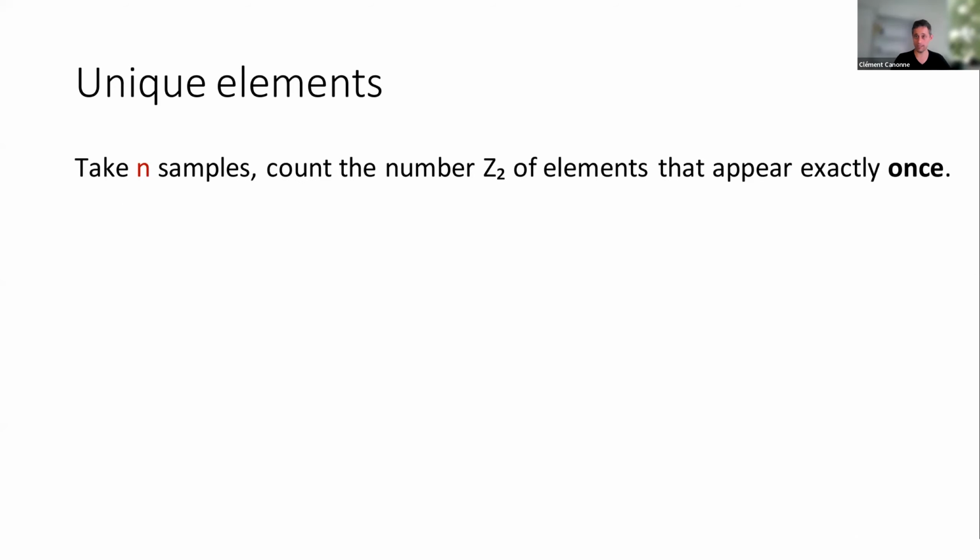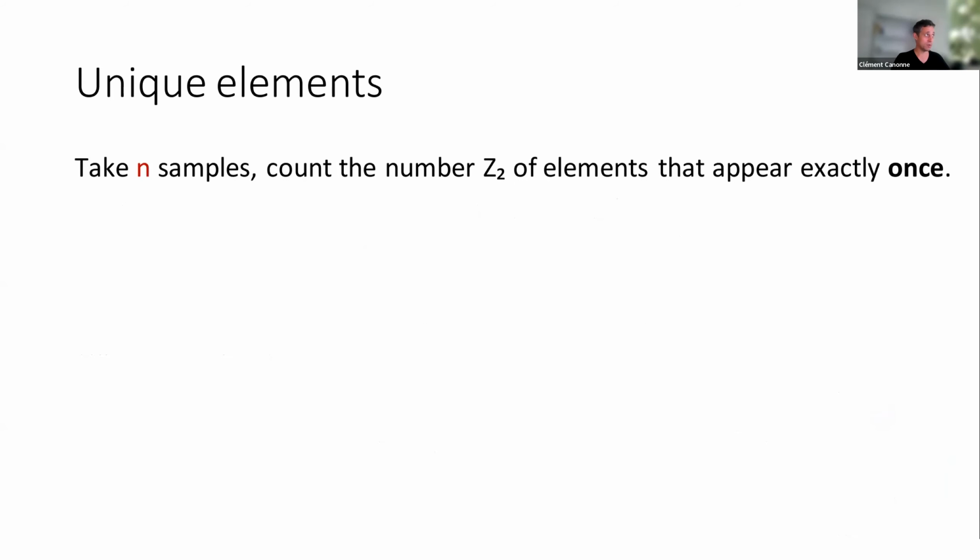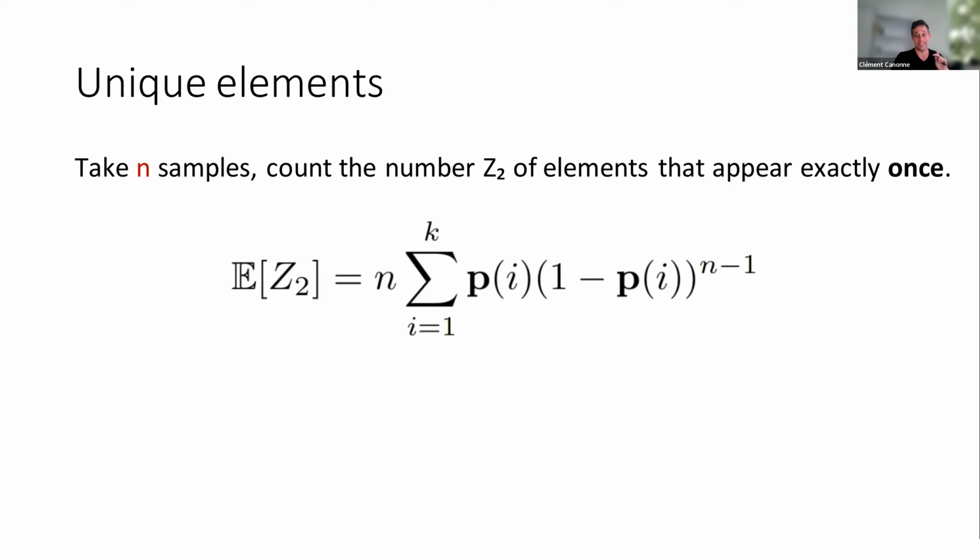The second one I promised, again, please interrupt me if there's any question about this. So again, it's simple to implement, but hard to analyze. The other one would be, maybe I don't want to look at collisions. I just want to count the number of things I see exactly once. The expectation is not an unbiased estimator for the L2 norm squared. The expectation is not hard to compute, but it's not nice to look at either.